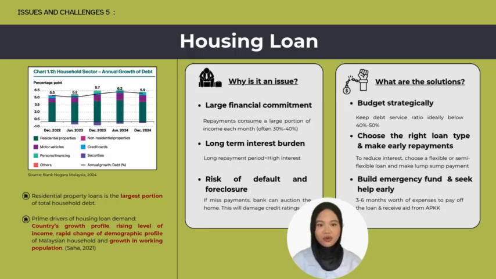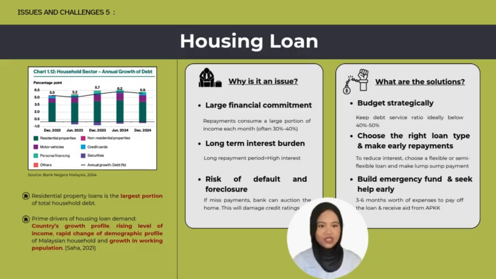For the solutions, borrowers must be disciplined in how much they borrow. Experts recommend keeping your debt service ratio below 40 to 50% of your monthly income. This ensures that borrowers are not stretching their finances too thin. Borrowers should also create a realistic monthly budget that includes their loan payments, daily expenses, and savings. Other than that, to reduce interest burden, borrowers should choose a flexible or semi-flexible housing loan.